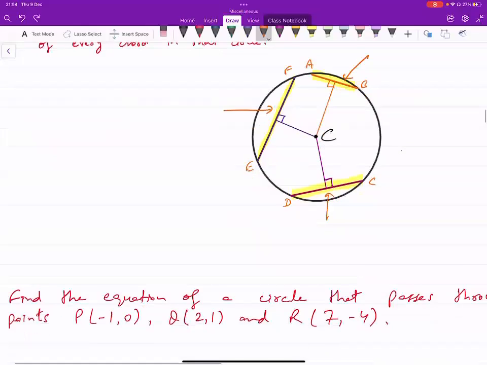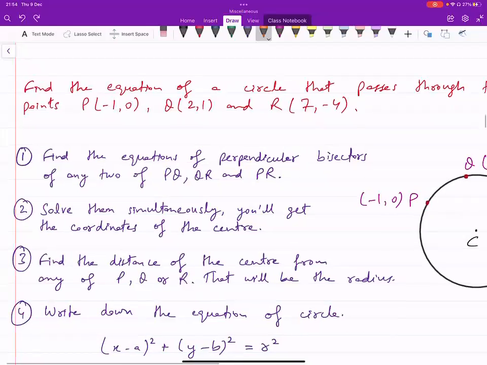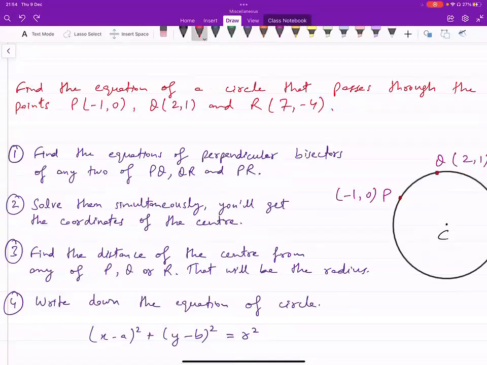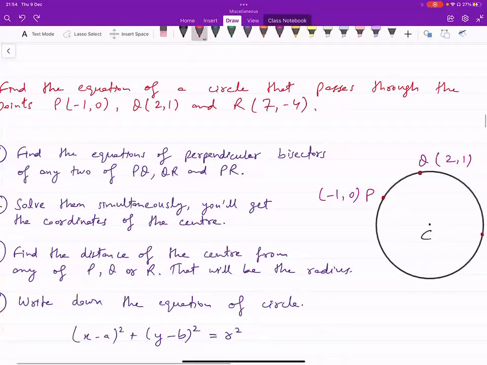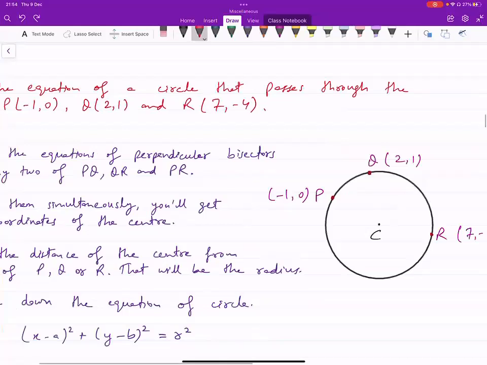Let's see how that may be used. So let's say you've got to find the equation of a circle that passes through the points P, Q, and R, and you've got their coordinates given. So let's say it's a situation like this. ये circle है, इसके ऊपर coordinates मैंने draw कर दिए P, Q, R के, right? So you've got the circle that passes through P, Q, and R. You've got 3 points on the circle. You have to find the equation of the circle.